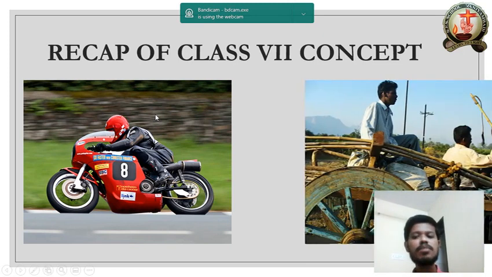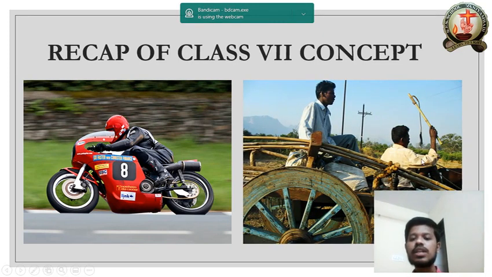Now there is another image for you. You can see this is nothing but a bullock cart. Now, what will be the speed of the bullock cart when we compare it to the person who is riding the bike? You can easily say that the person who is riding a bullock cart is traveling at a very slow pace, right? He cannot travel at a fast pace. So this concept you have already learned in class 7 in the chapter called motion.